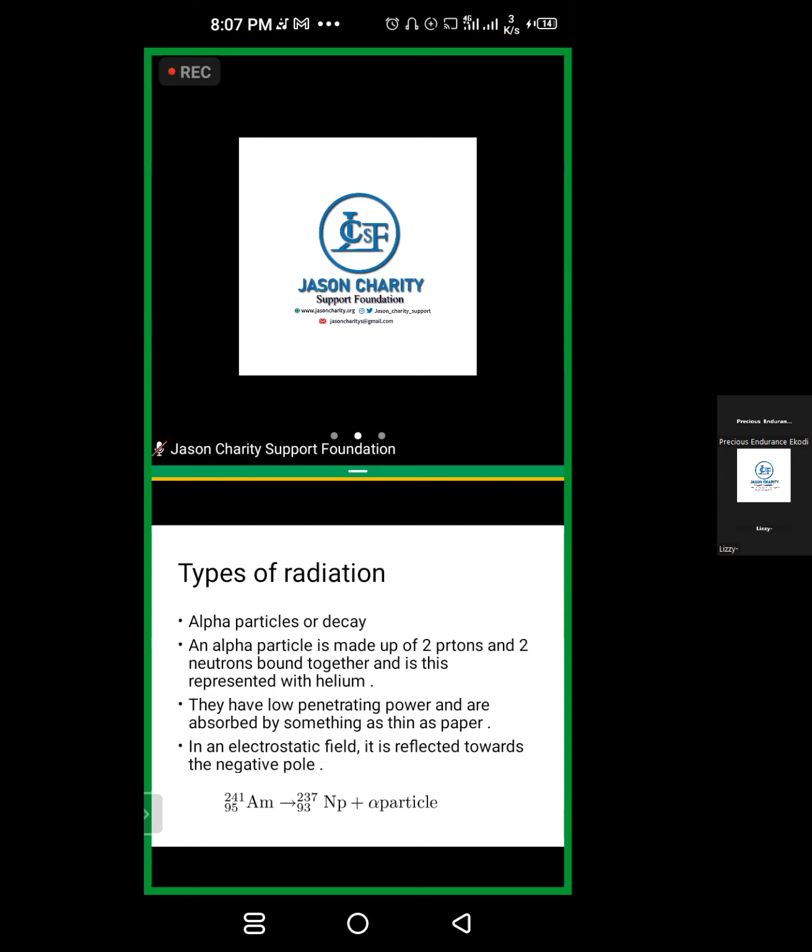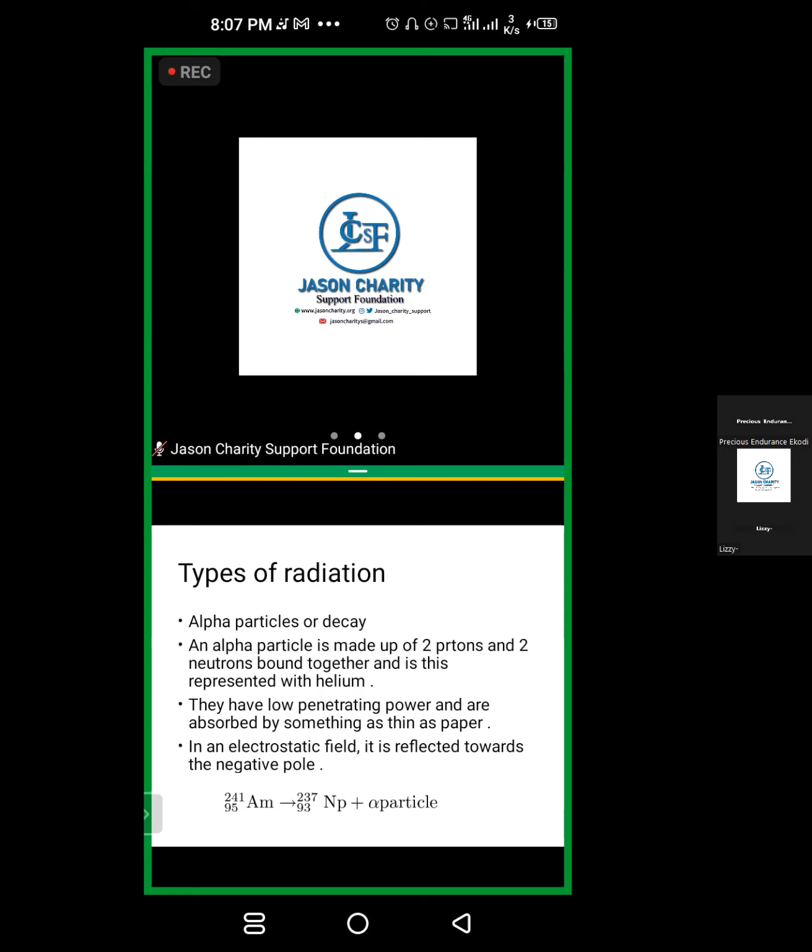When we talked about atomic number and mass number, we figured out that an element that has two protons, two electrons, and two neutrons should be helium. Because of this characteristic of the alpha particle, scientists decided to use helium to represent the alpha decay or alpha particle. And that tells you that it is positively charged.